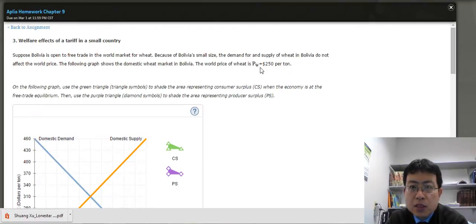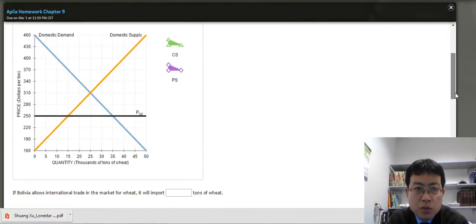The world price for wheat is PW at $250 per ton. To show the consumer surplus, remember, it is the area below your demand curve and above the price line. Because our world price is $250, that's also going to be the domestic price. So our consumer surplus will be this big triangle over here. And then the producer surplus is above the supply curve and below the price line, so it would be this little triangle right here below it.